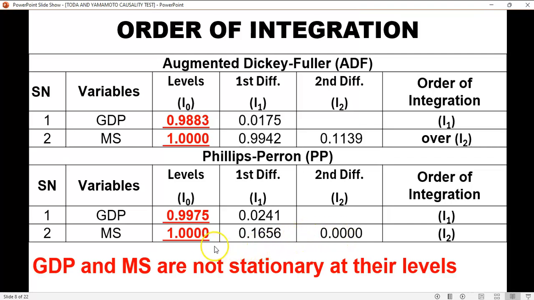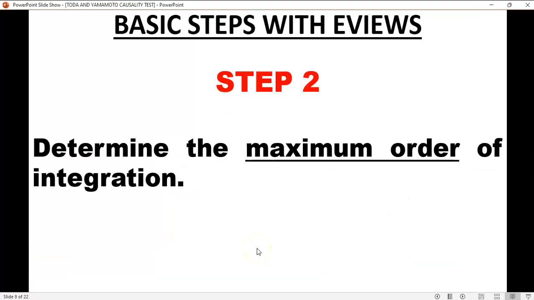But our main concern is that the Toda-Yamamoto procedure uses variables that are not stationary at their level. So we are interested in their stationarity at their level. At their levels, GDP and money supply are not stationary. We'll now move to the next step.